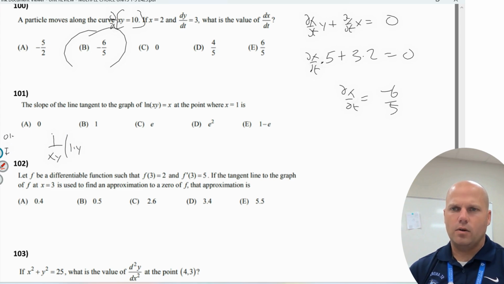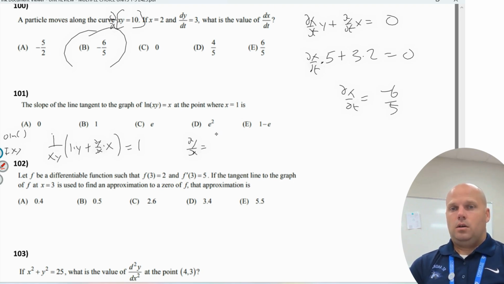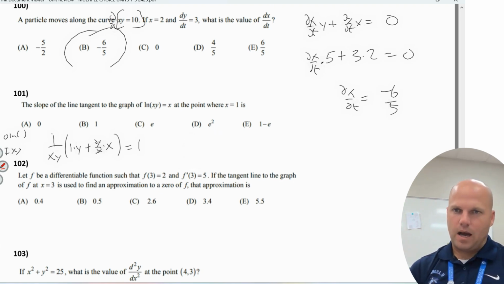Okay, it's an O and an I. The O is ln. The I is xy. So I got 1 over xy, slopes of the first times the second, plus the slopes of the second times the first. I'm going to multiply by xy, subtract y, divide by x. But I don't want to do that. I'm literally just going to plug in 1. If I plug in 1 for x, I get log y equals 1. So that means y has to equal e.